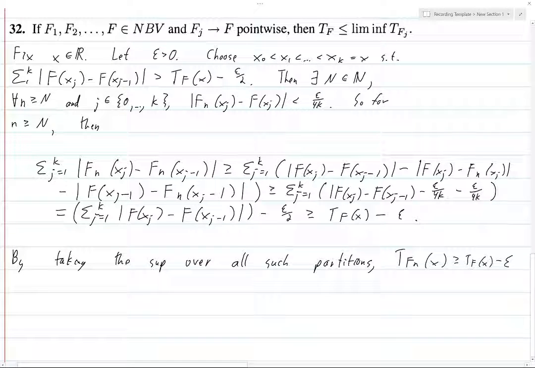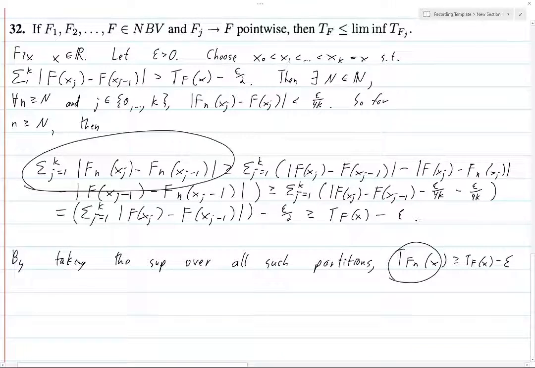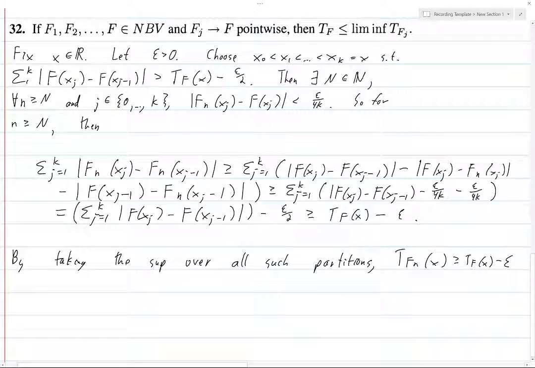This is just because we chose a partition up here such that this thing held, and this sum here is exactly the thing that you take the supremum over in our definition of Tfn. So you just take the supremum and you get this.